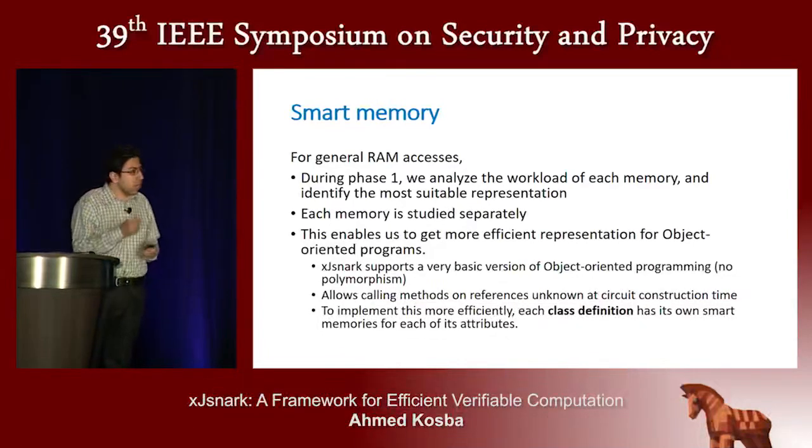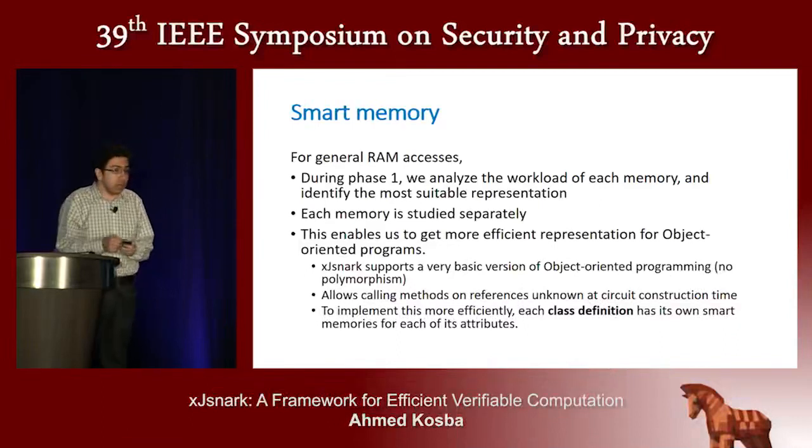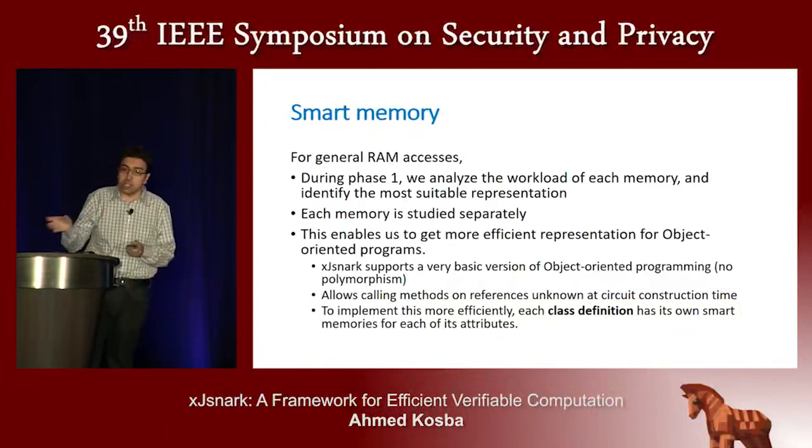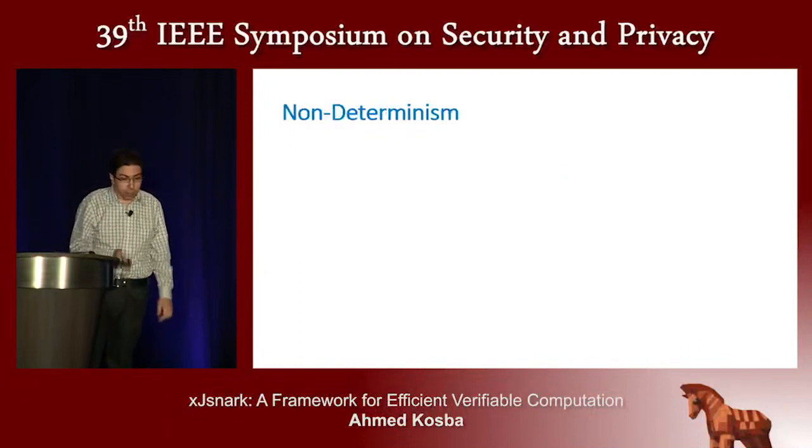So xJsnark provides the ability for programmers to write different class definitions. And the programmer can call methods on references that are unknown during runtime. In order to implement this efficiently, we found that every class definition has to have a smart memory structure for each of its attributes.